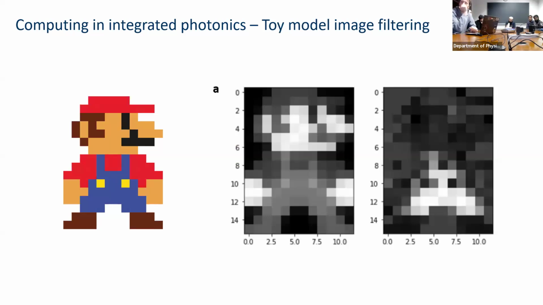This is the first thing that we did when we got it running, a little bit of a toy model for image filtering. You take this Super Mario image and transform the color values to highlight the pants. It's not that impressive compared to others, but we were happy it works.